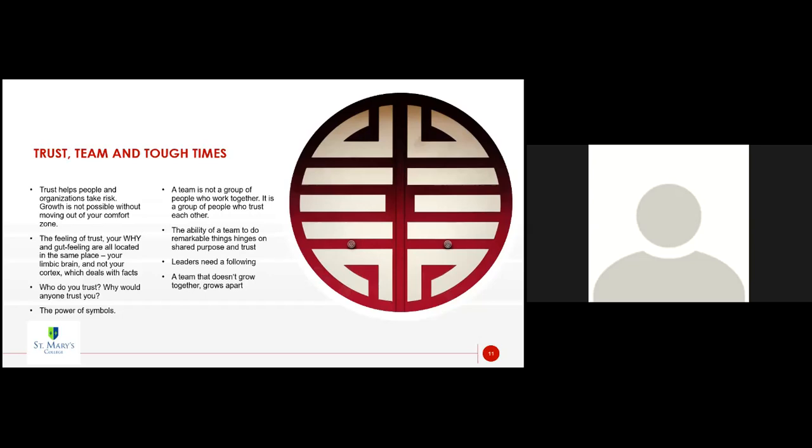The why matters. A team is not a group of people who work together. It is a group of people who trust each other. The ability of a team to do remarkable things hinges on shared purpose and trust. A team that doesn't grow together grows apart. And this is my most important point: you cannot be a leader without a following.